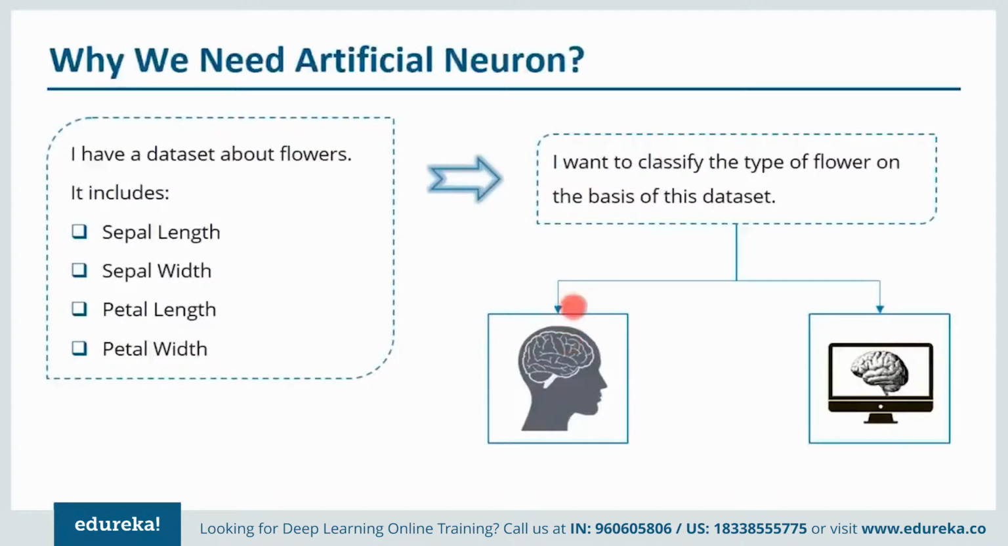So what we can do is train a machine to do that task for us, or we can put our brain inside a machine so that it can classify the flowers for us. With this, the machine will never get tired and it will make better predictions as well. So this is why we create artificial neurons, so that there's a system present that can mimic our brain.